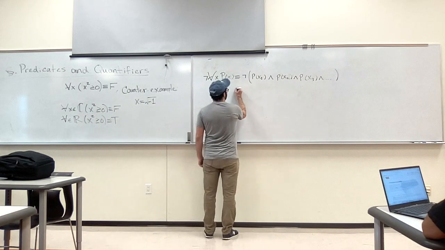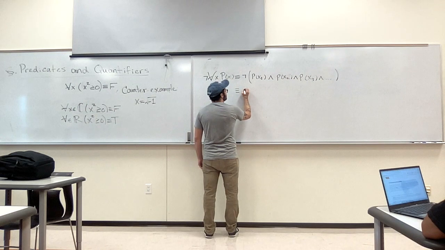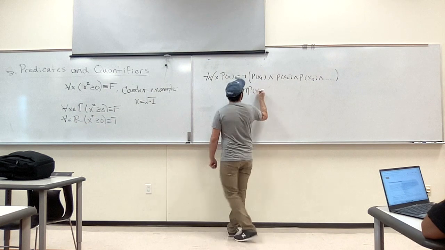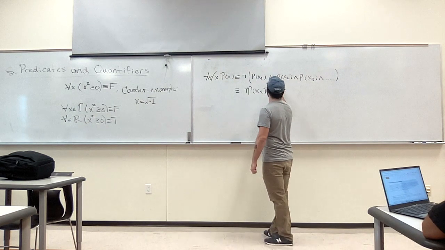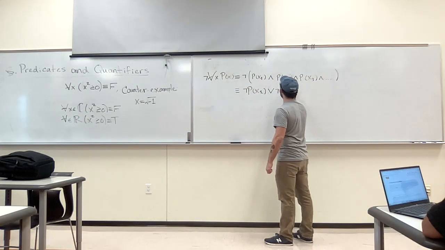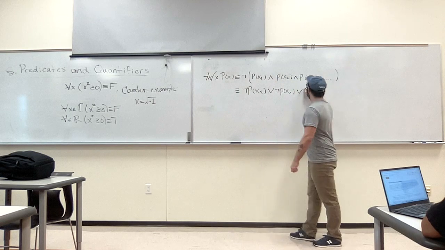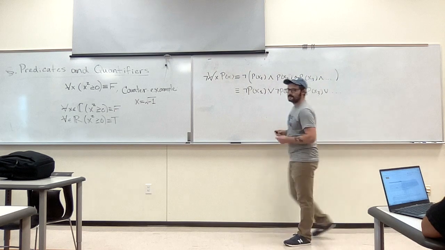So what is this going to become? Tell me what to write. Not P of x1, or not P of x2, right? Or not P of x3, or dot, dot, dot.